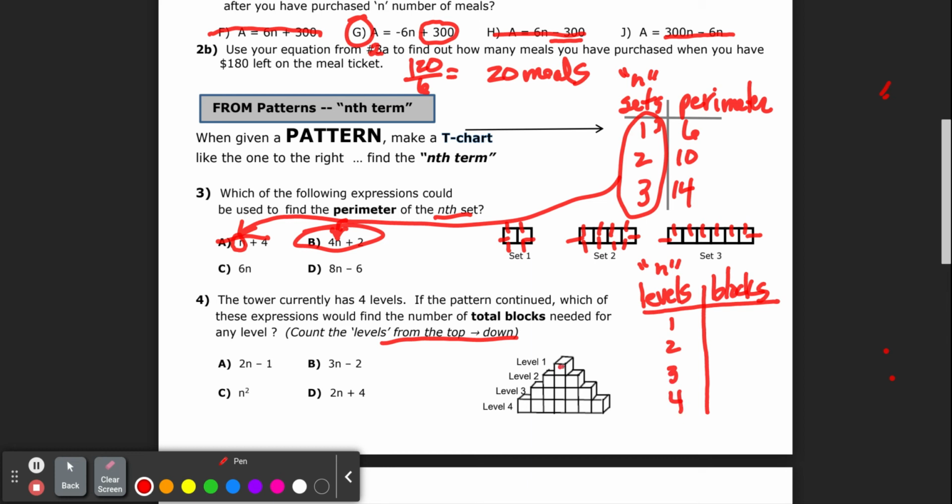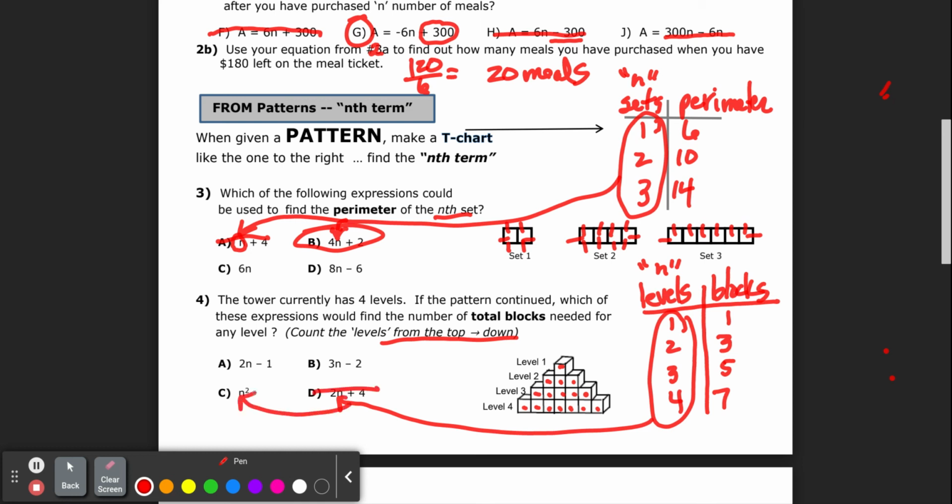So we've got 1 block on the first level. Second level, we've got 1, 2, 3. On the third level, 1, 2, 3, 4, 5. And on the fourth level, 1, 2, 3, 4, 5, 6, 7. So now we're going to do the same thing. We're going to take these numbers and start right here. So 2 times 1 is 2 plus 4 is 6. Let's try over here. 1 squared is 1, yes. 2 squared is 4, not 3. Let's try right here. 3 times 1 is 3, minus 2 is 1. Good. 3 times 2 is 6, minus 2.